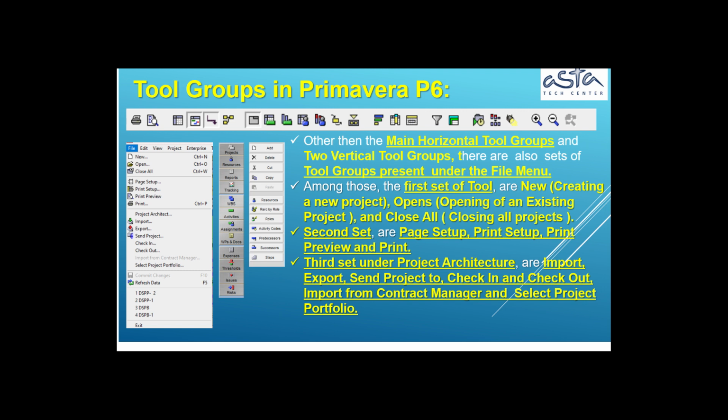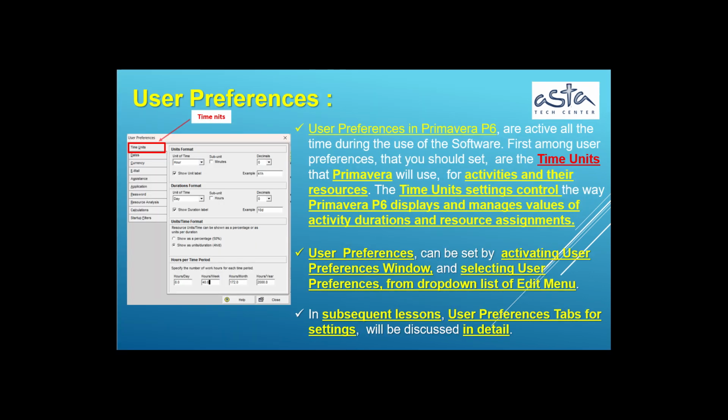Tool groups in Primavera P6. Other than the main horizontal tool groups and 2 vertical tool groups, there are sets of tool groups present under the File menu. Among those, the first set of tools are New, creating a new project, Open, opening an existing project, and Close All, closing all projects. The second set are Page Setup, Print Preview, and Print. The third set under project architecture are Import, Export, Send Project To, Check In and Check Out, Import from Contract Manager and Select Project Portfolio.